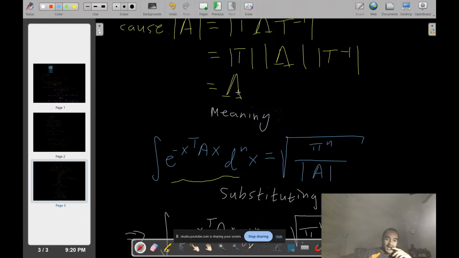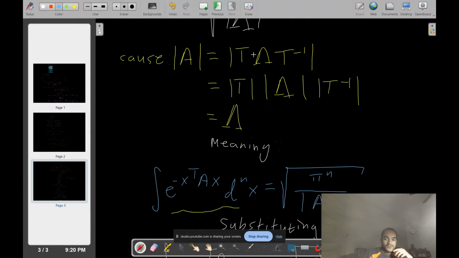All right, so we have capital lambda. Obviously that determinant can be split up: determinant of T times determinant of lambda times determinant of T inverse. T times T inverse is the identity matrix, and the identity matrix times lambda is just lambda. So the determinant of A is equal to the determinant of lambda.